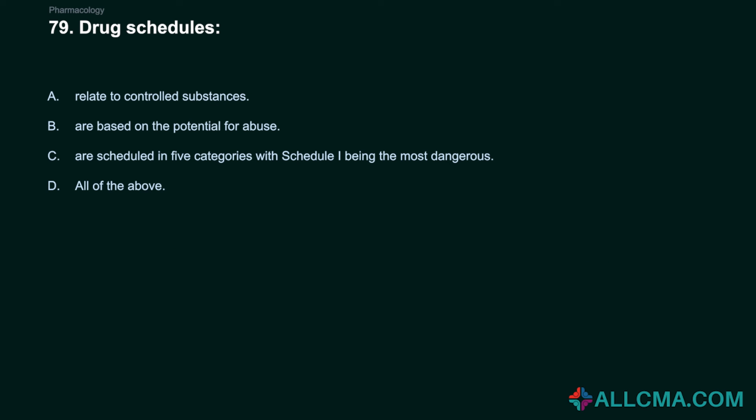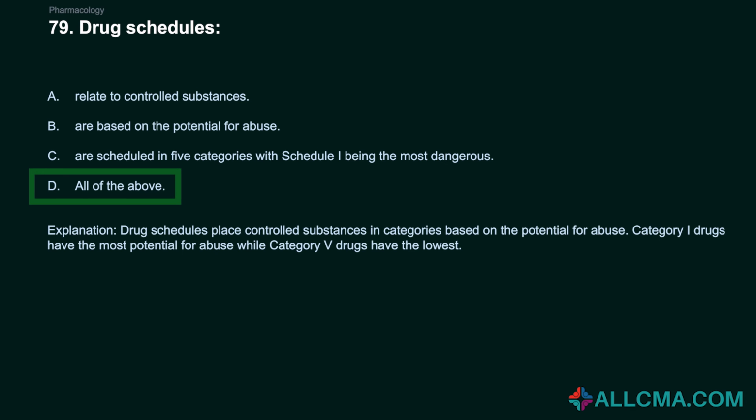79. Drug schedules. A. Relate to controlled substances. B. Are based on the potential for abuse. C. Are scheduled in 5 categories with Schedule 1 being the most dangerous. D. All of the above. Correct answer: D. All of the above. Drug schedules place controlled substances in categories based on the potential for abuse. Category I drugs have the most potential for abuse, while Category V drugs have the lowest.